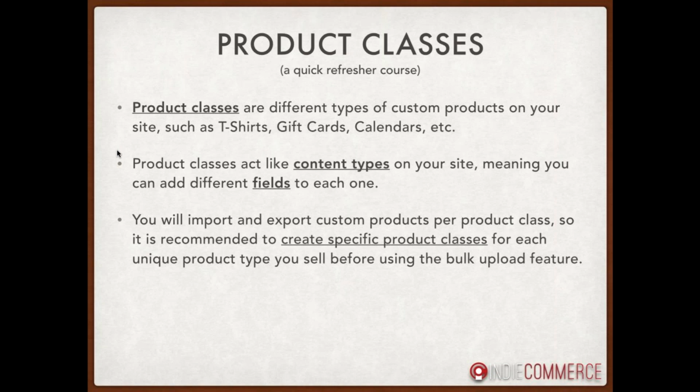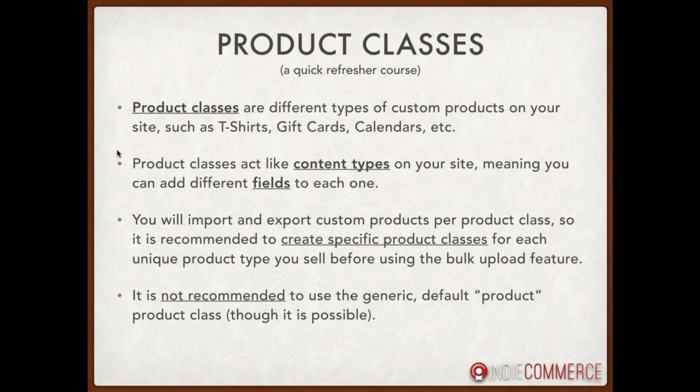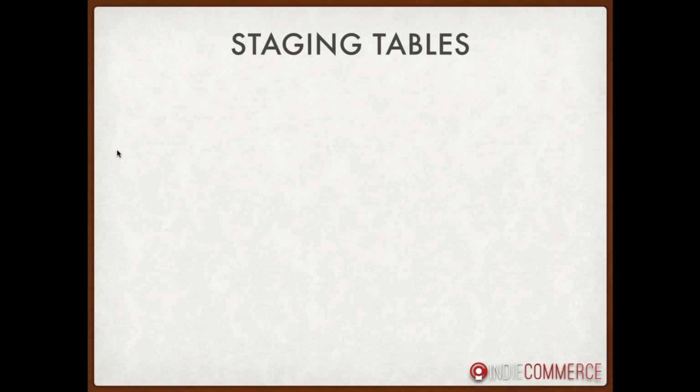We're going to import and export custom products per class. So it's recommended to create specific product classes for each unique product type you sell before starting to use the bulk upload feature. We don't recommend that you use the generic default product class. When you got your IndieCommerce website and set it up, there's a default class that's just called product, and it's generic. It basically has a title and a body and a price, and it's fine. But as you'll see as we get through the interface here, it's going to be a lot easier to manage your products if you organize them into different classes.